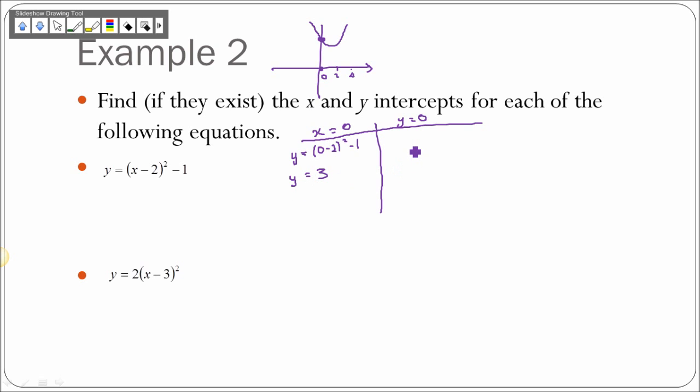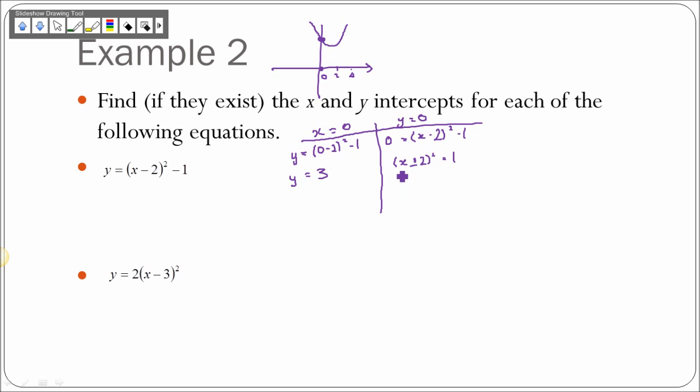Let's do the other one. Okay, for y equals 0, we would have 0 equals (x minus 2) squared minus 1. This looks familiar to something we did in the last chapter. Let's see how this works out. Let's add 1 to both sides. So we've got (x minus 2) squared equals 1. Wonder how we can solve it from here.